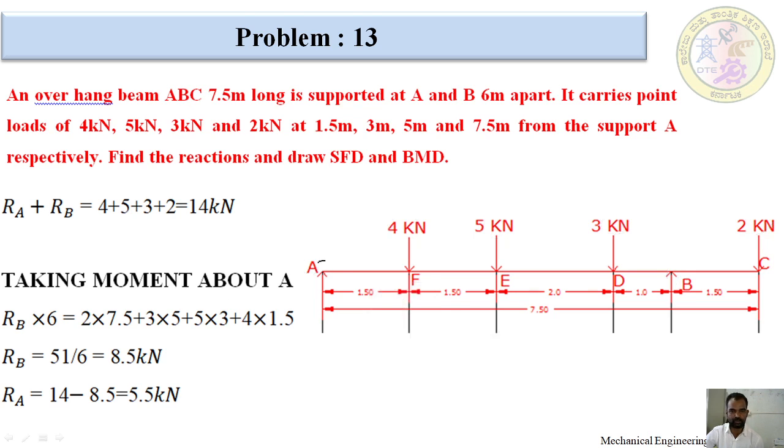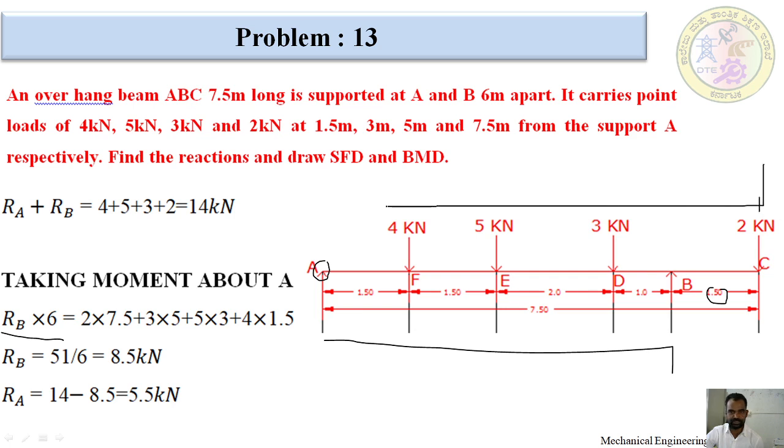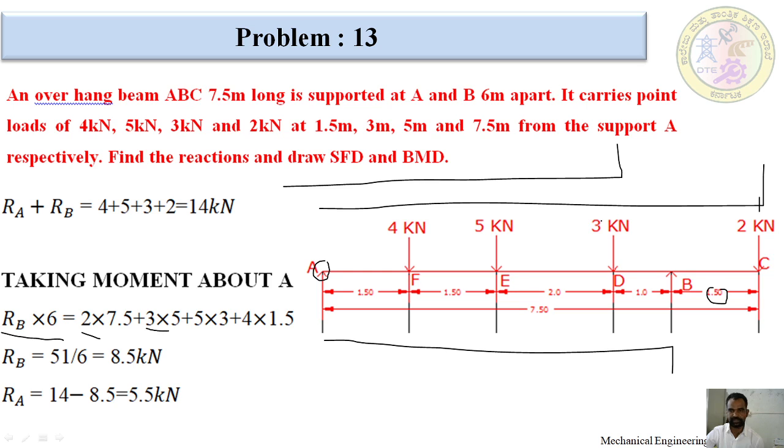Next we are going to solve the RB value. How are we supposed to find it? I am taking moment about point A. RB into this distance, how much in total? 7.5 minus 1.5 is equal to 6. Next, this load into this distance: 2 kilonewton into the total 7.5. Next, 3 into this distance, 2 plus 3 is 5. Next, 5 into this distance, 1.5 plus 1.5 is 3. Lastly, 4 into 1.5. This completes the moment about point A.